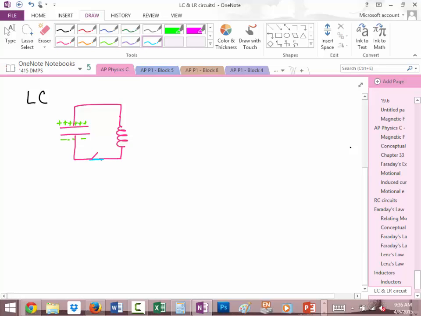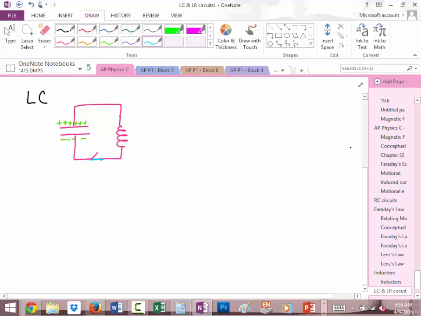Is the current constant? No, the current isn't constant. It decays. So you've got this positive charge here, and the positive charge doesn't want to be near the negative, so the negative is going to move, it's going to come down through here. We've got a change in current, which means a change in magnetic field, which means a change in flux, which means you're going to have an induced current here, right?